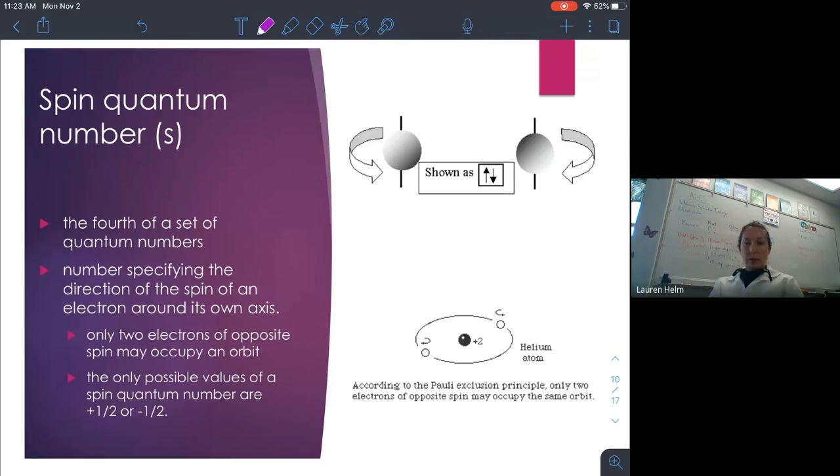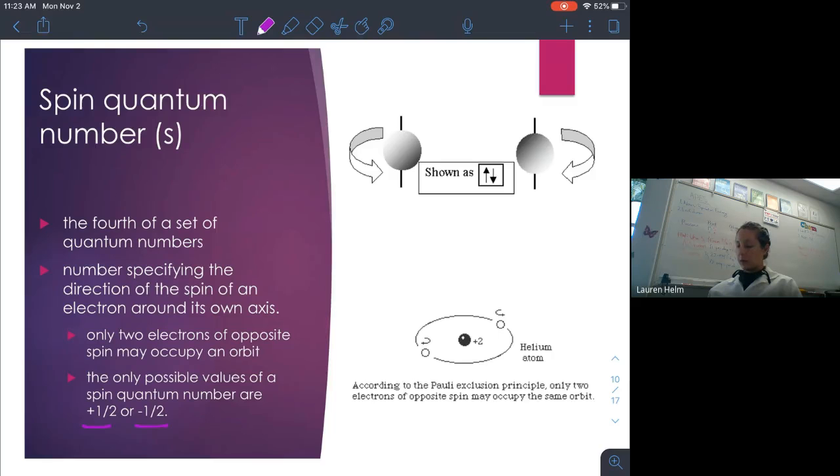Our last number in our effort to describe where every single electron is in an element is the spin quantum number, or S. This tells us the direction that the electron is spinning around its own axis. We can have up to 2 electrons in an orbital. They must have opposite spins. We describe that as +1/2 or -1/2, or in other words, one spinning clockwise and the other spinning counterclockwise.